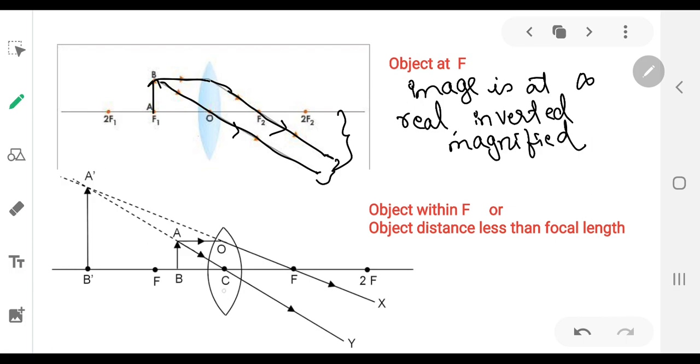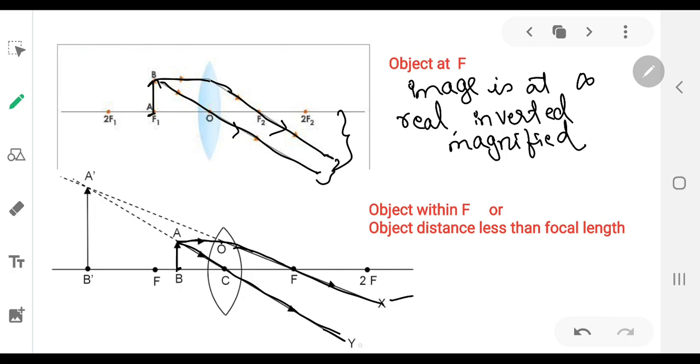Now in the next case, we are moving the object still closer to the lens compared to the previous case. Earlier we took the object at the focal point. Here we are taking the object within the focal point. AB is our object. The two rays we are considering are a ray parallel to the principal axis, which after refraction passes through the principal focus, and a ray passing through the optic center.